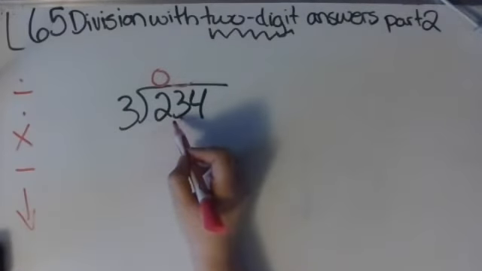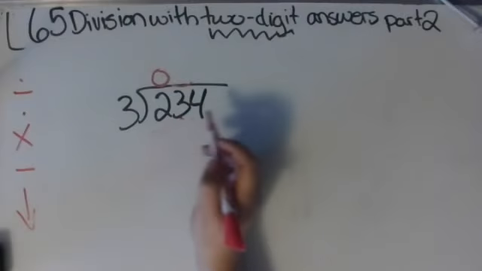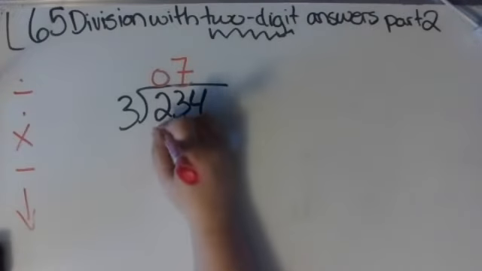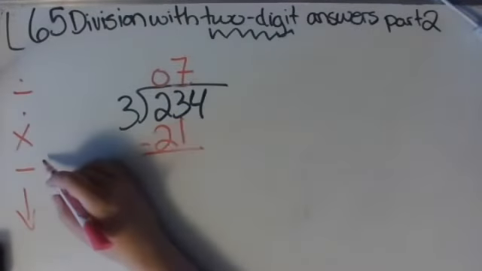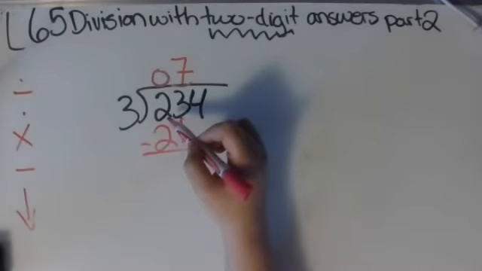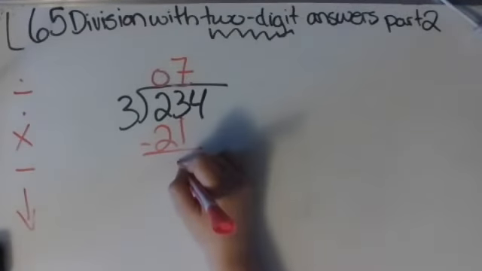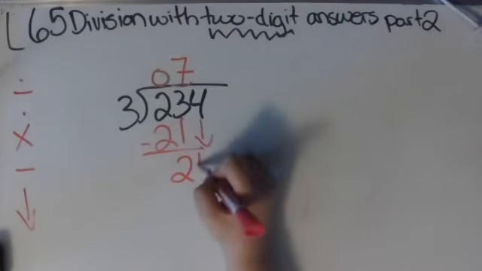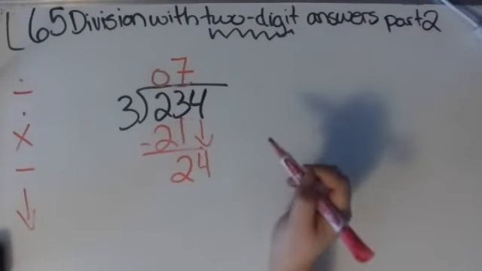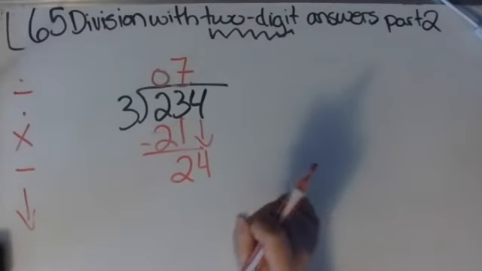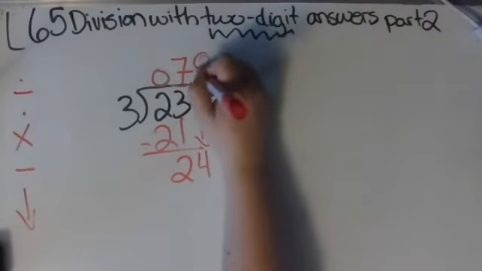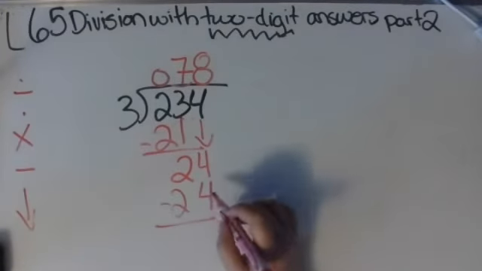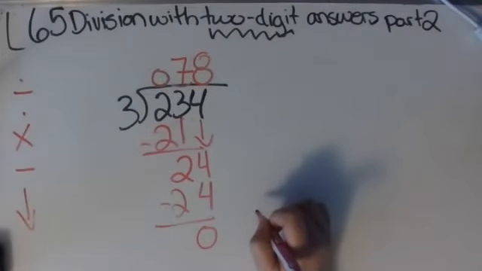So 3 goes into 23 how many times? 3 goes into 23 7 times. 3 times 7 is 21. Subtract, okay, there is my times and my subtraction. Subtract 23, take away 21 is 2. Bring down the 4. 3 goes into 24 how many times? Use your multiplications chart. 3 goes into 24 8 times, which is 24, because 3 times 8 is 24. Subtract 24, take away 24 is 0.